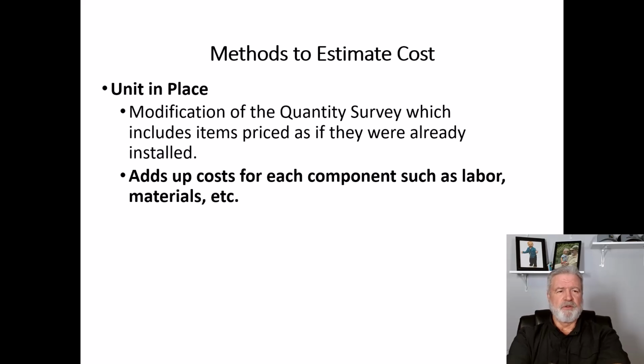So really the main thing I would remember about unit in place is, again, the second bullet, where it adds up costs for each component, such as labor, material, and so forth. So we know what the cost of each component is. We already have that, which is remember that the quantity survey is when you're having to develop all these costs. But assuming we have these costs, then we can just add them all up, and that's what they're really talking about with the unit in place. So those are your 4 methods to estimate cost. Again, just be familiar with really some definitions. That's all you need to worry about.